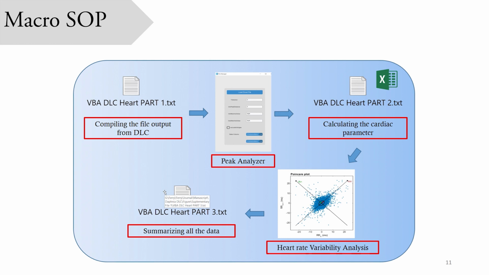And next, I will teach you how to use the macro for calculating the cardiac parameters. This macro is divided into three parts, and in between these parts, we will use the peak analyzer software, which is based on Python, and also the heart rate variability analysis, which in this case we will use the VS Code program.